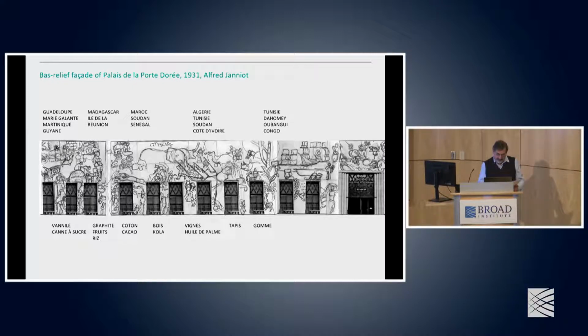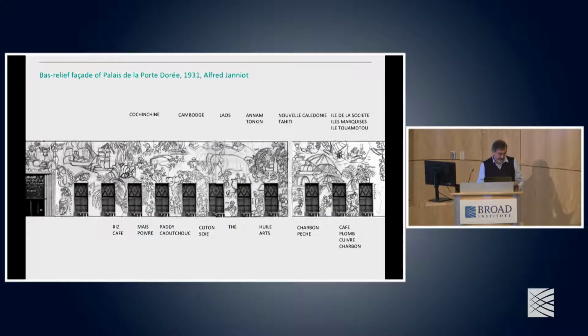The left side of the building represents the Caribbean and African colonies. Sugar, ivory, palm oil, and wood are being passed up to waiting ships and carried to France. The right side represents Asia and the Pacific. Rice, pepper, rubber, tea, and fish are lifted upward and carried to France. There's no mention of the French monopoly on the opium trade.